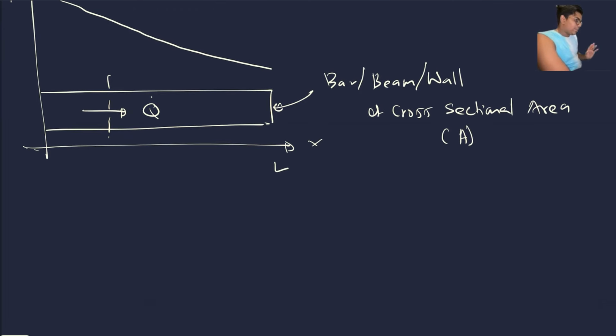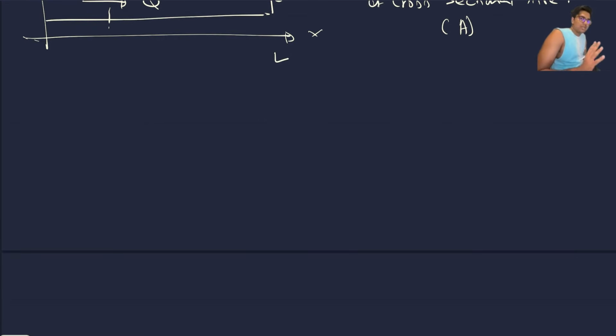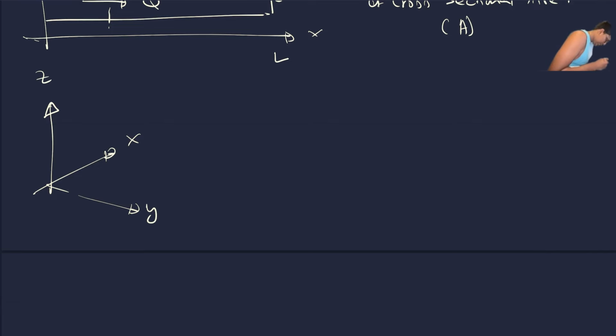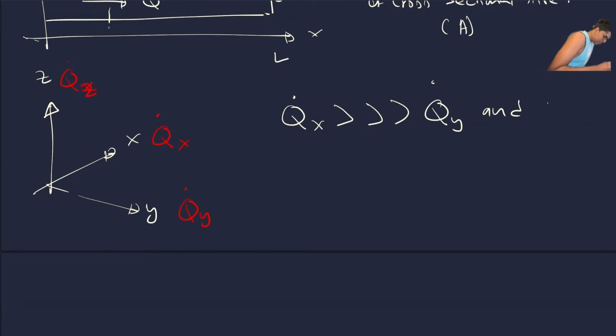Now a few more interesting things which you as engineering students need to understand. Heat transfer can actually happen in the X direction, Y direction and Z direction, so respectively we can have Q dot X, Q dot Y and Q dot Z. But in our engineering applications, we assume the heat transfer to only happen in one direction. In most cases, we assume that heat transfer only happens in the axial direction: Q dot X is much greater than Q dot Y and Q dot Z.